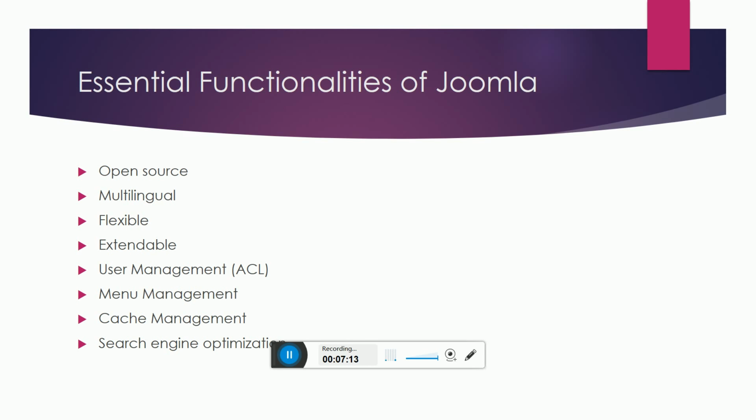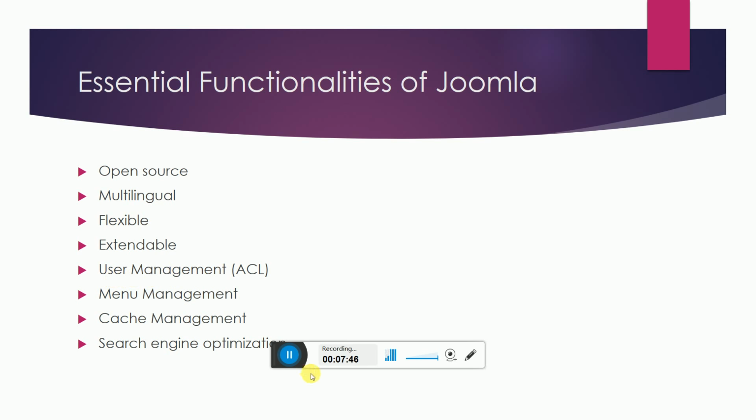So basically, Joomla can range from the simplest websites such as blogs to the most complex websites. It's extendable because there are over 7,500 extensions available on Joomla in order to broaden your website and its functionalities.